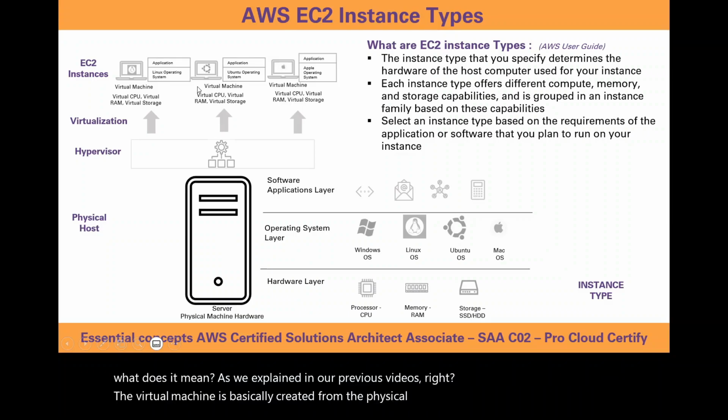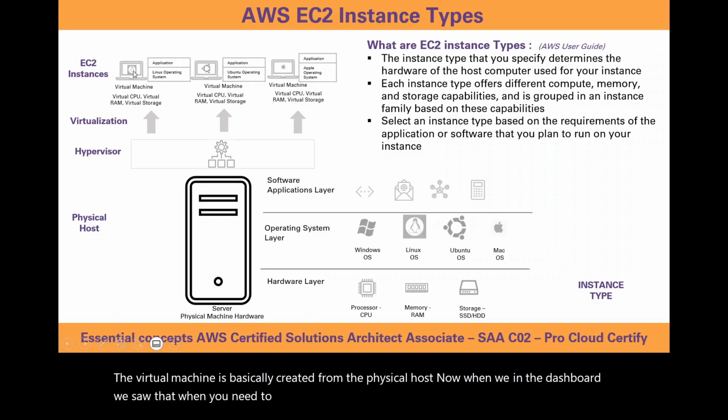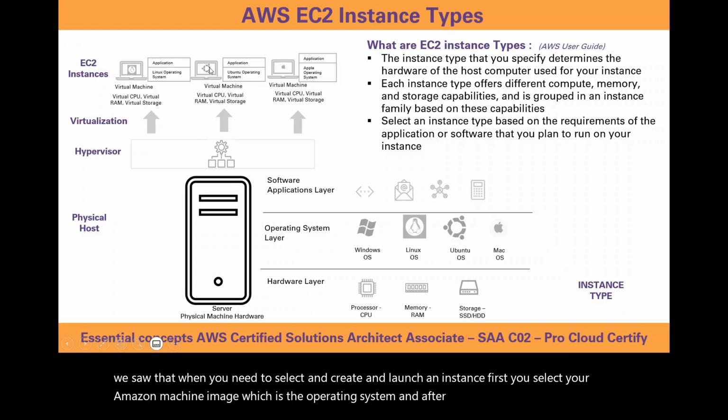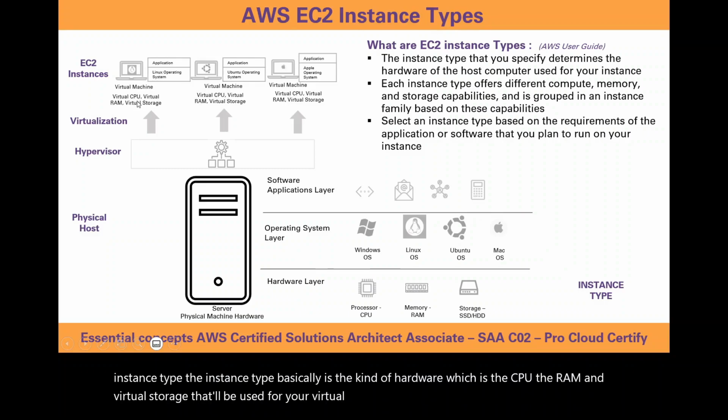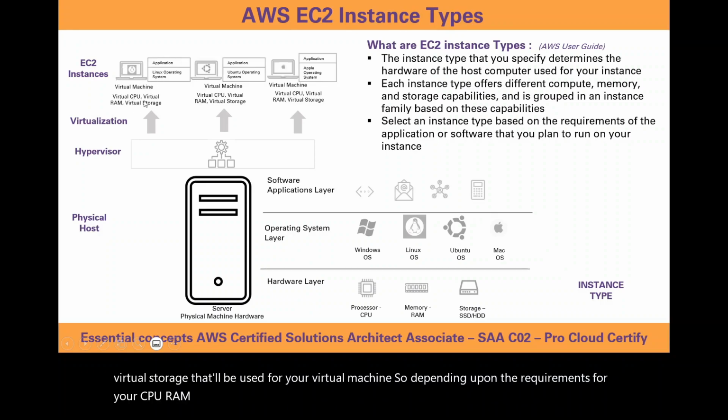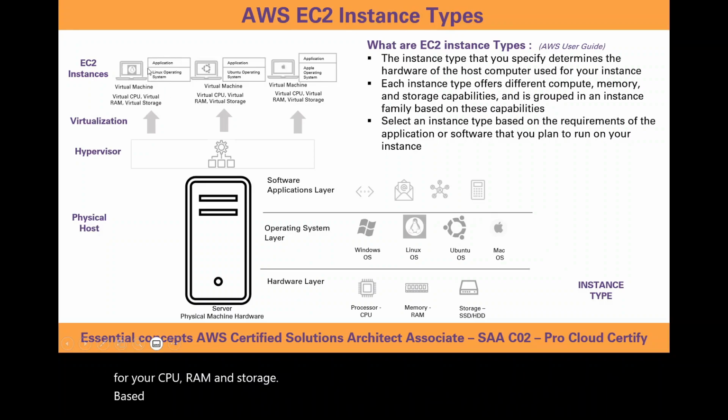Now, in the dashboard, we saw that when you need to create and launch an instance, first you select your Amazon machine image, which is the operating system, and after that you need to choose the instance type. The instance type basically is the kind of hardware, which is the CPU, the RAM, and the virtual storage that will be used for your virtual machine. So depending upon your requirements for CPU, RAM, and storage, a physical host will be allocated to you, and that will be your instance type.